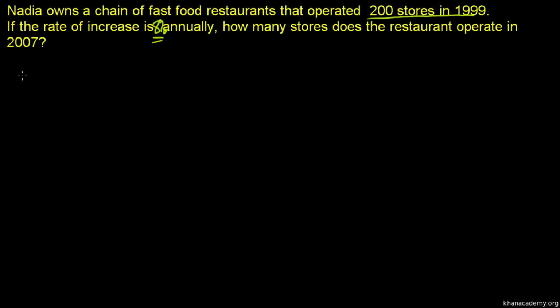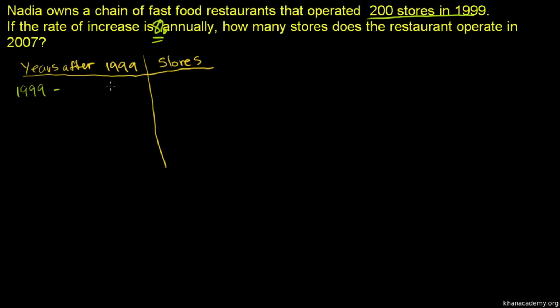In 1999, if the stores grow 8% a year, how many stores will there be after 2007? Let's talk about exponential growth and decay. Nadia is operating a fast food chain. So 1999 itself is 0 years after 1999, and she is operating 200 stores.